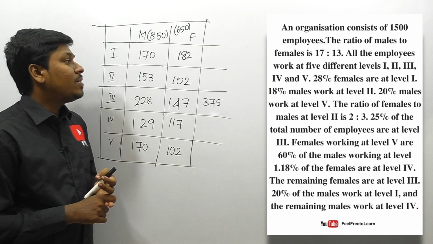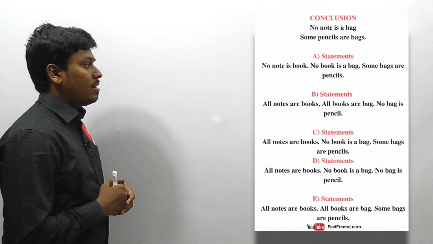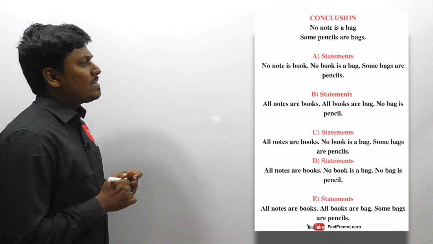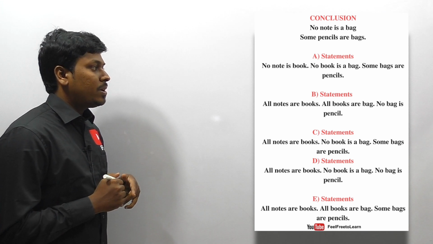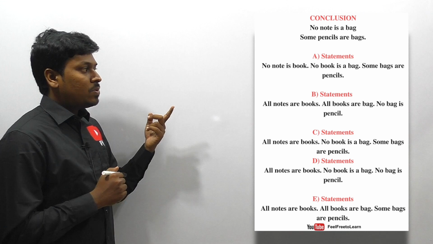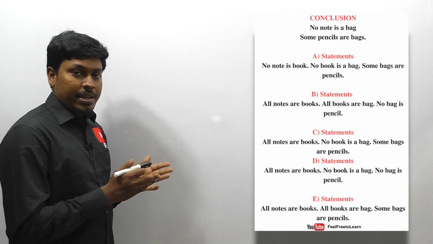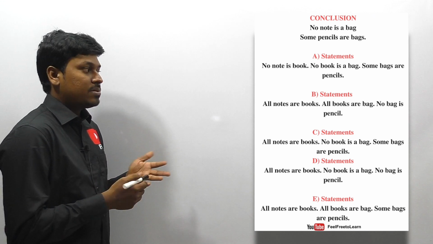So friends, finally we got an answer for this interesting question. Reverse syllogism question. No note is a bag, some pencils are bag. So friends, there are 2 conclusions, and the first conclusion is negative and the second conclusion is positive. Why? Because conclusion number 1 has no and conclusion number 2 has some, right? Okay, first of all, try to eliminate the options, or otherwise we need to draw the Venn diagram for all the 5 statements, no other way.